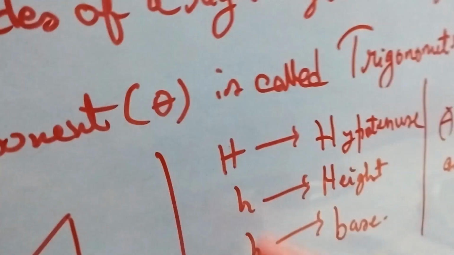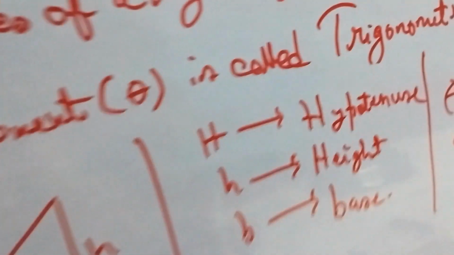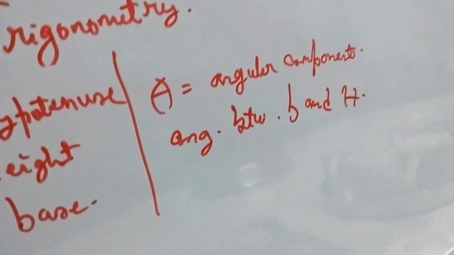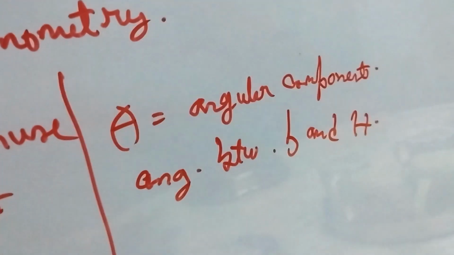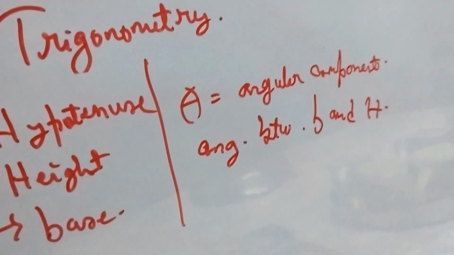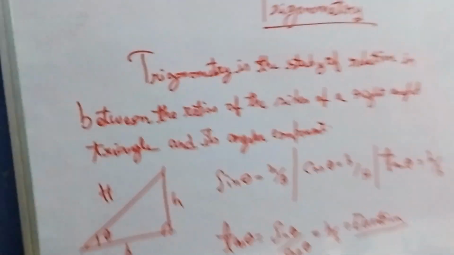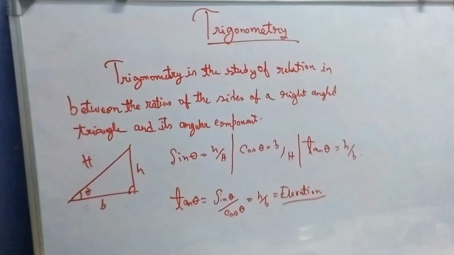And these are the short forms. This will be handy in doing calculations. And what is theta? Basically the angular component, the angle between base and hypotenuse. Well, so I have written the definition of trigonometry for you. So do first write it.